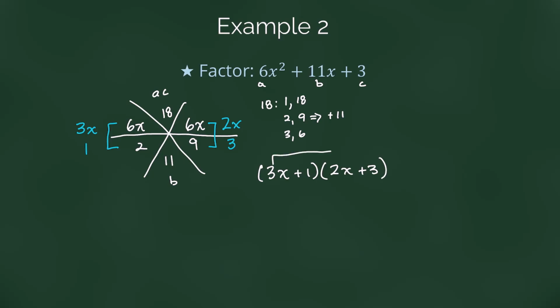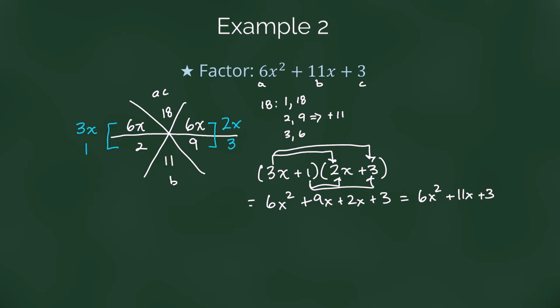Let's check. Let's multiply that out using the distributive property. So 3x times 2x gives me 6x squared. We're off to a good start. 3x times 3 gives me 9x. 1 times 2x gives me 2x. And 1 times 3 gives me 3. And I do, in fact, get 6x squared plus 11x plus 3. And so I have factored correctly. So my final answer, again, is 3x plus 1 times 2x plus 3.